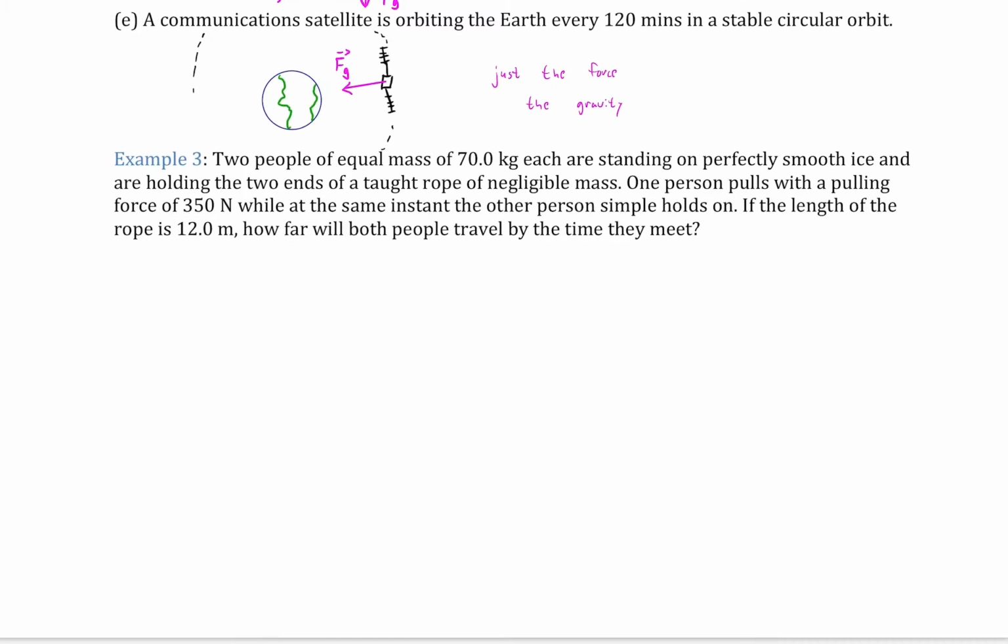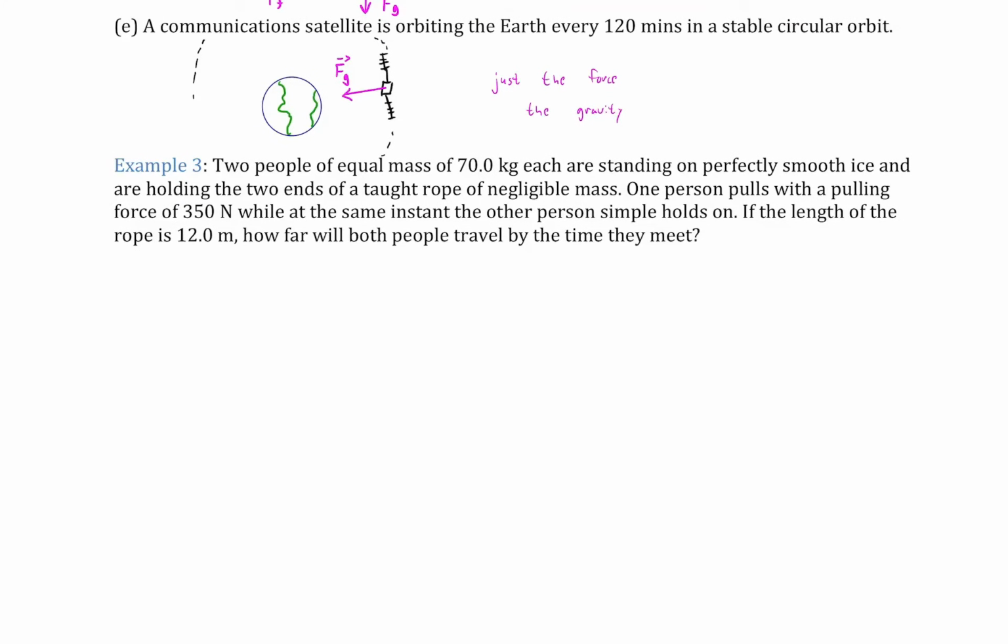All right, so two people of equal mass of 70 kilograms each are standing on perfectly smooth ice and are holding the two ends of a taut rope of negligible mass. And that's basically true of all the ropes, strings, cables, whatever you want to call them, that connect objects in the problems in this chapter. There's quite a bit of that. Sometimes those ropes or strings are across a pulley, okay? But they're always of negligible mass. In other words, zero mass.